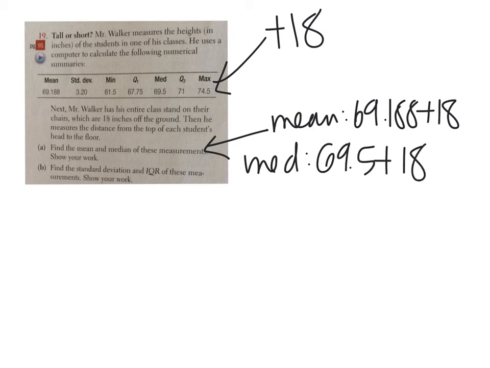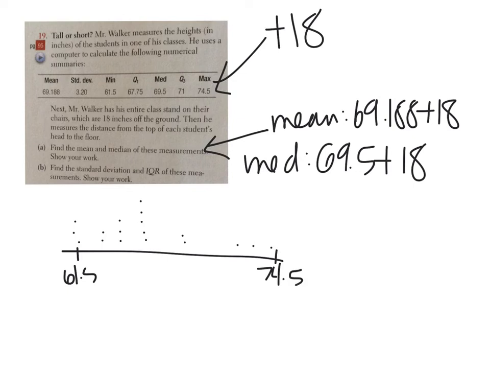But then when we get to part B, it says find the standard deviation and the IQR of these measurements. Show your work. Here's the thing. You have to imagine with me real quick. If I have a dot plot, let's suppose that I have this dot plot. Actually, I'll make it look kind of like this one. So the minimum was 61.5 and the maximum was 74.5.